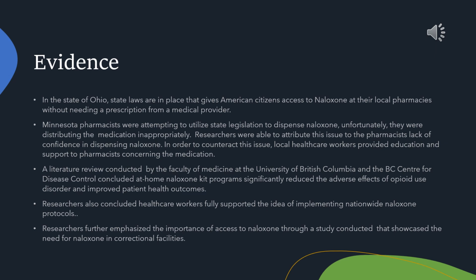Evidence. In the state of Ohio, state laws are in place that give American citizens access to naloxone at their local pharmacies without needing a prescription from a medical provider. Minnesota pharmacists were attempting to utilize state legislation to dispense naloxone. Unfortunately, they were distributing the medication inappropriately.